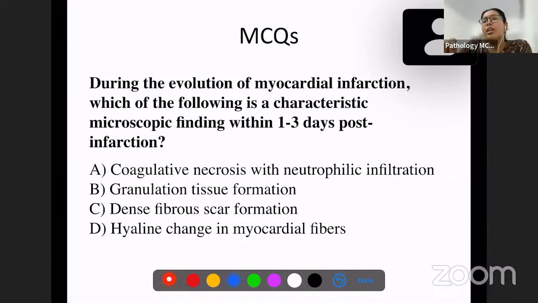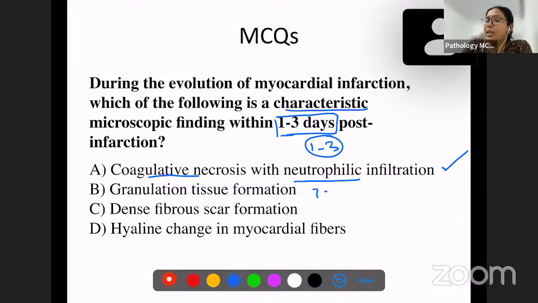Next question: during the evolution of myocardial infarction, which of the following is a characteristic microscopic finding within 1 to 3 days post-infarction? This is very easy. We know that within 1 to 3 days, we're going to have neutrophilic infiltration along with coagulative necrosis. So this is the answer. Granulation tissue formation occurs after 7 to 10 days. Dense fibrous scar around 2 weeks.